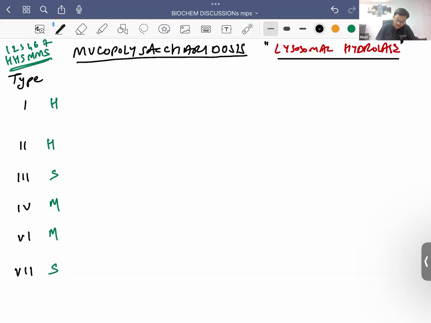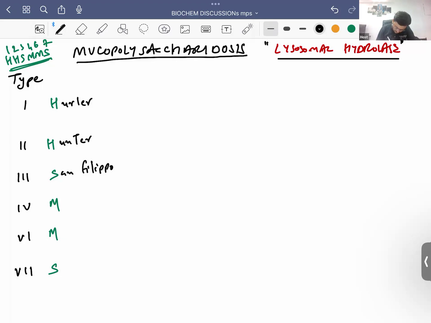Okay, now which one is which? So type 1 is Hurler, type 2 is Hunter, type 3. So type 3 and type 7, both of them are on name S. So that you have to remember. Type 3 is San Filippo. Okay. Then type 4 and type 5, both of them are from name M.